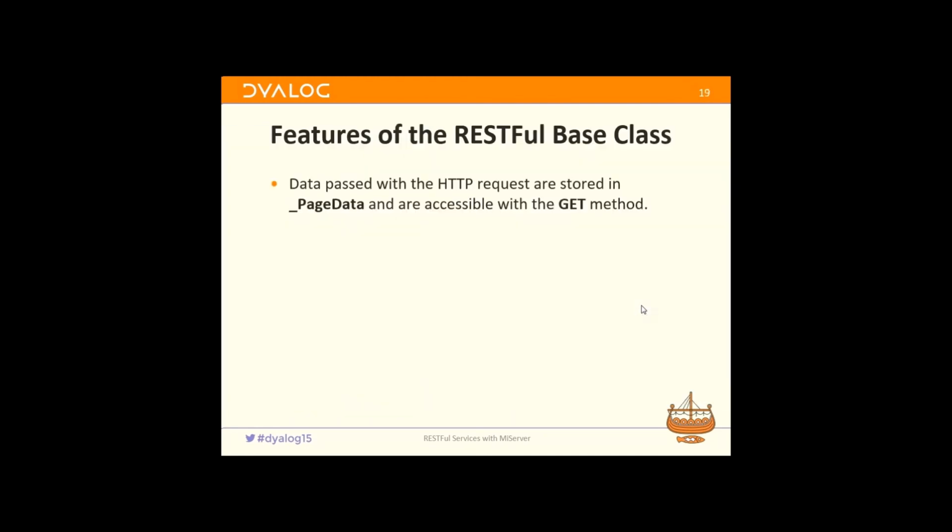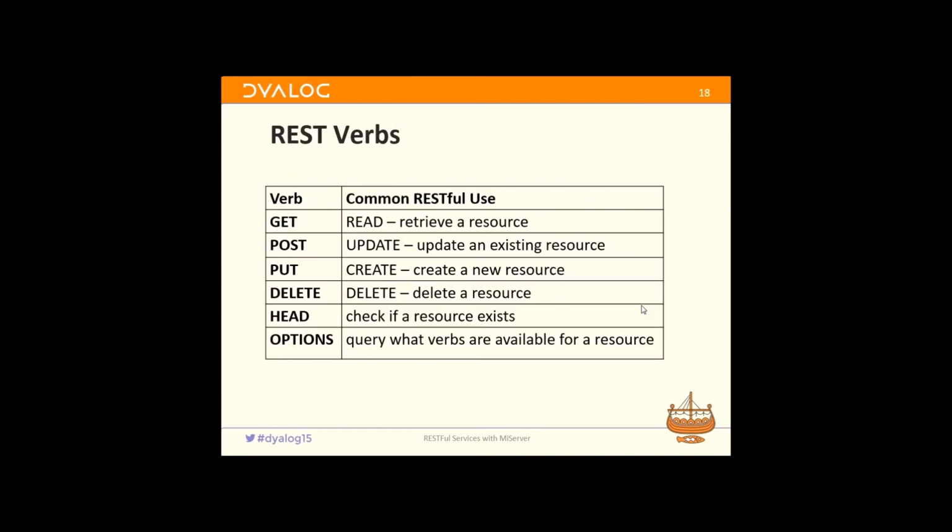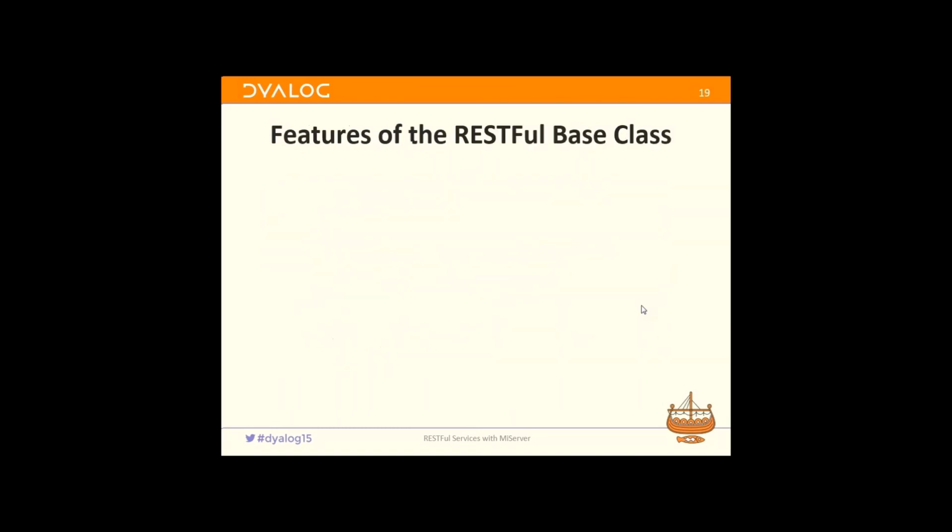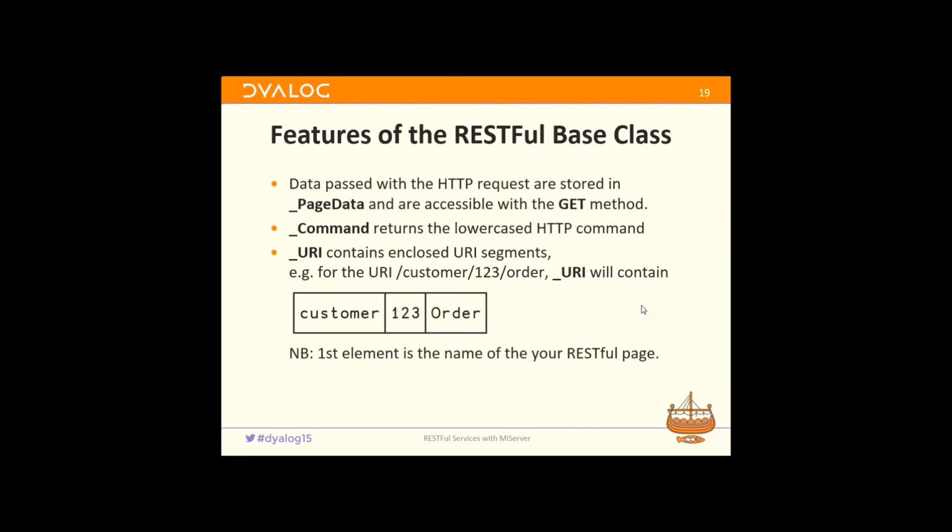So we looked at all this, we saw these verbs, we talked about all of these. The first two are general, whether you're building a web page or a web service. You have this page data, which contains a namespace containing data that you can retrieve with this get function. You've got the command, so you can see which HTTP command was used to retrieve the page. And then if it derives from the RESTful base class, it also has this URI.